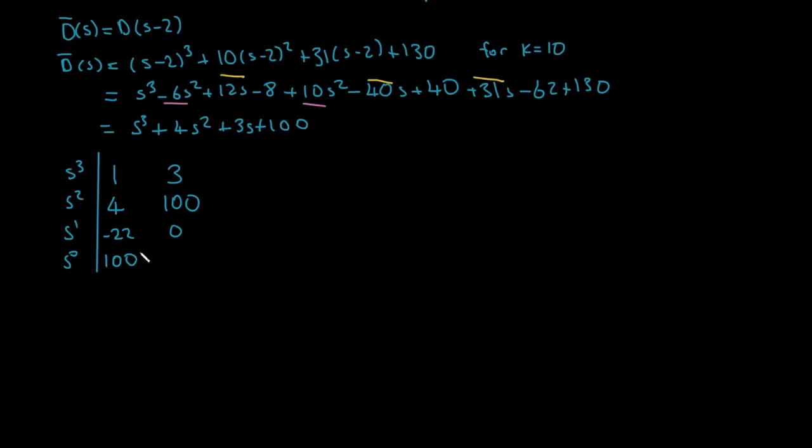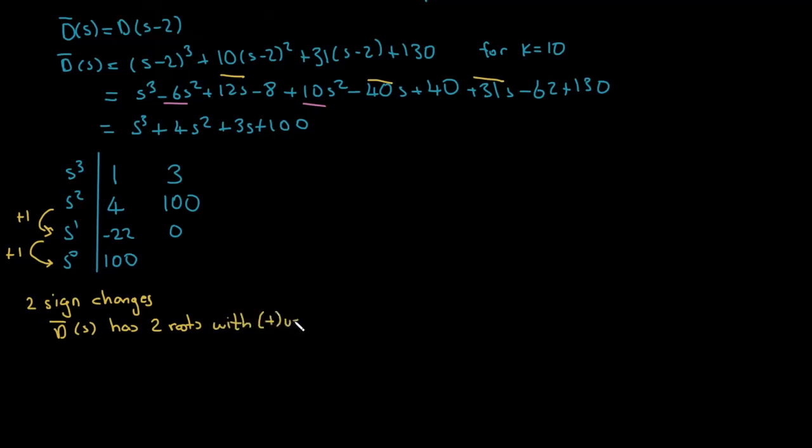Good, so what I do need now is to inspect the first column of the Routh array. If you inspect the first column, I need to check the number of sign changes. From 1 to 4, no sign changes. From 4 to minus 22, there is one sign change. And from minus 22 to 100, there is another sign change. So I have a total of 2 sign changes. Then d bar of s has 2 roots with positive real parts.